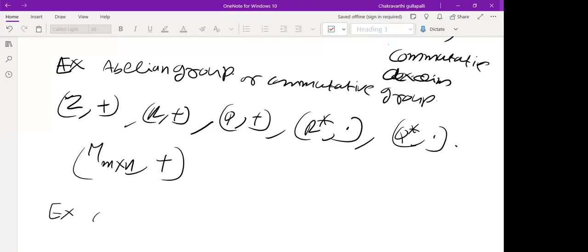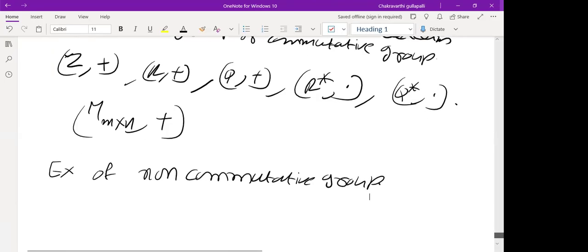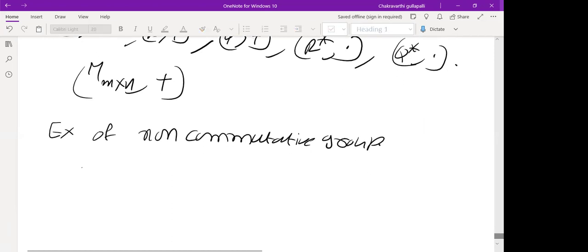So what is an example of a non-commutative or non-abelian group? At present, you have only one example in your hand. So the example of a non-commutative group is matrices.